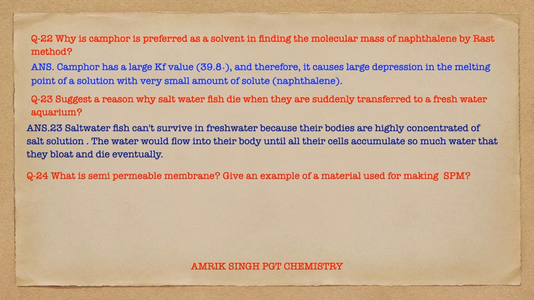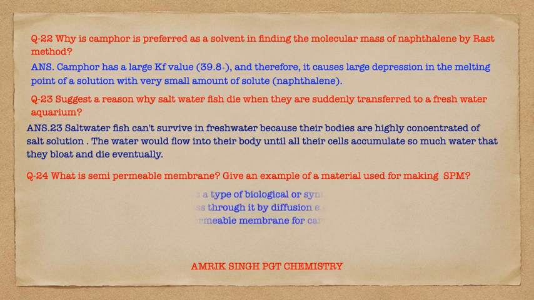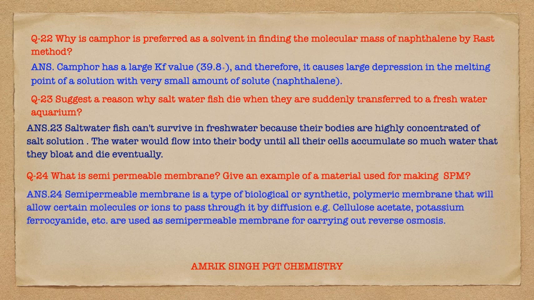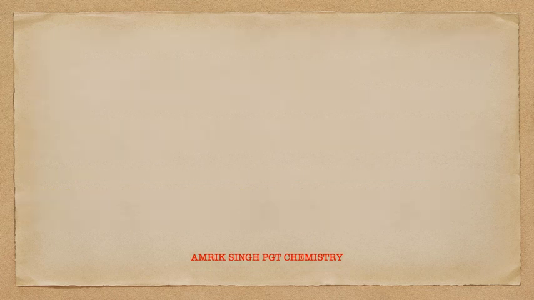Question number 24. What is a semi-permeable membrane? Give one example of a material used for making a semi-permeable membrane. A semi-permeable membrane is a type of biological or synthetic polymeric membrane that will allow certain molecules or ions to pass through it by diffusion. For example, cellulose acetate, potassium ferrocyanide, etc. are used as semi-permeable membranes for carrying out reverse osmosis.